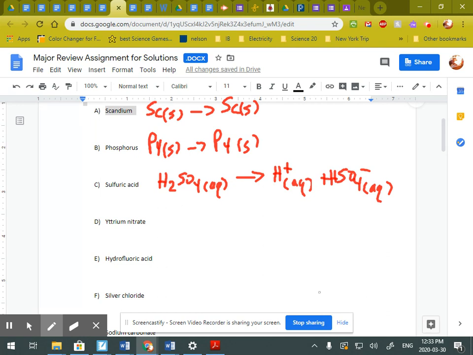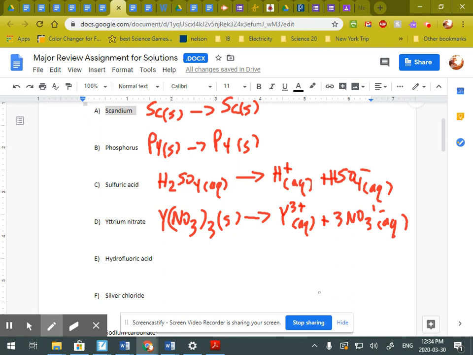Okay. Then we have yttrium nitrate. It's not really but yttrium is 3+, nitrate is 1 negative. And this is an ionic compound. Ionic compounds, check your solubility table. So it is soluble, so this will break up into ions. Perfect.